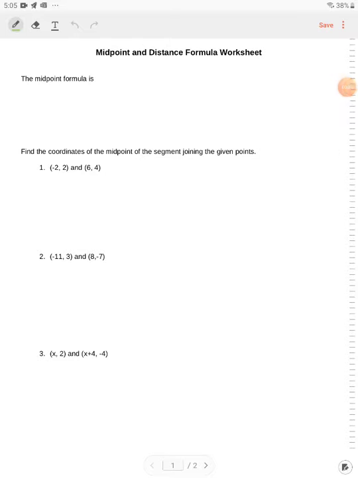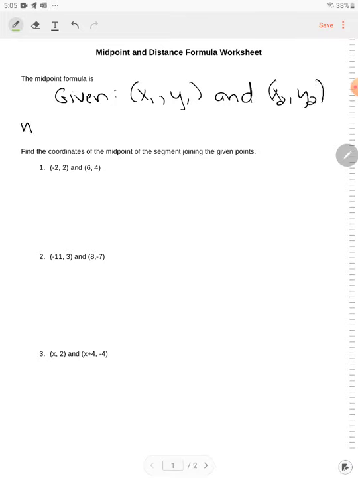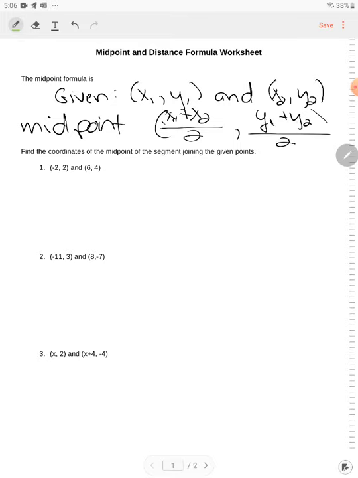This video is a review of the midpoint and distance formula. So the midpoint is the average. If you're given 2 points, x1, y1, and x sub 2, y sub 2, the midpoint is the average of the x values and the average of the y values. x1 plus x2 divided by 2, comma, y sub 1 plus y sub 2 divided by 2.